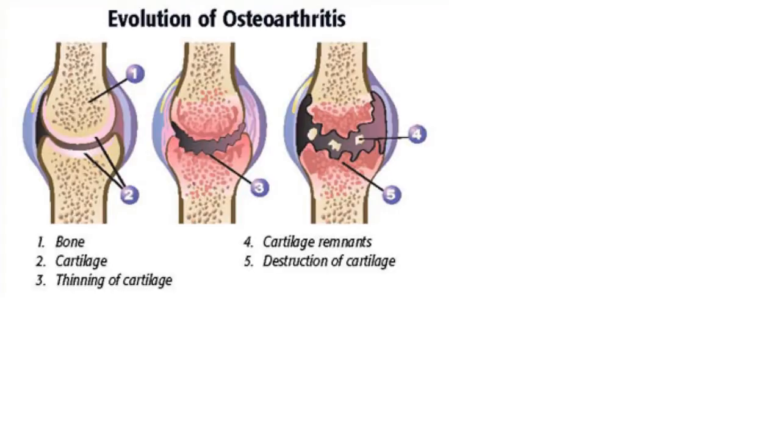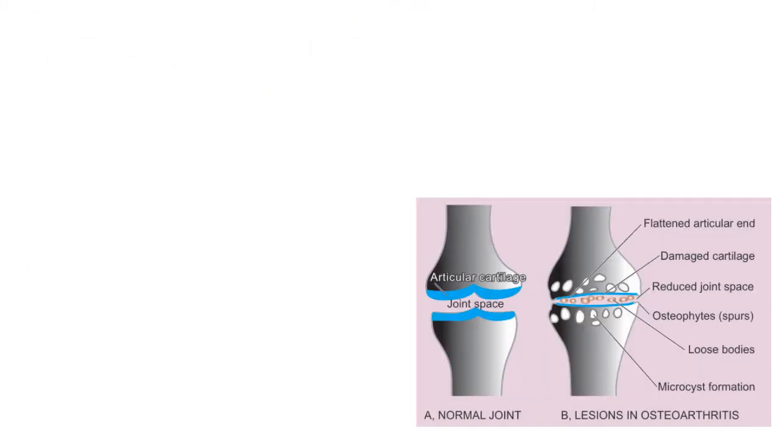These illustrations are showing the summary of the morphological changes due to osteoarthritis. The articular ends become flattened, the cartilage is damaged, the joint space becomes reduced, with frequent presence of osteophytes or bony spurs, presence of loose bodies which results in crepitus, and then microcyst formation, which is a subchondral bone cyst.